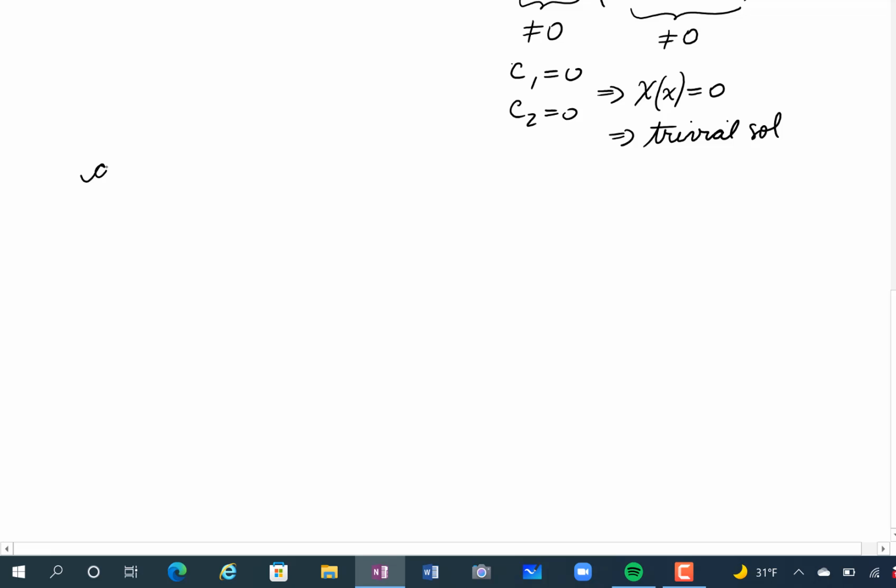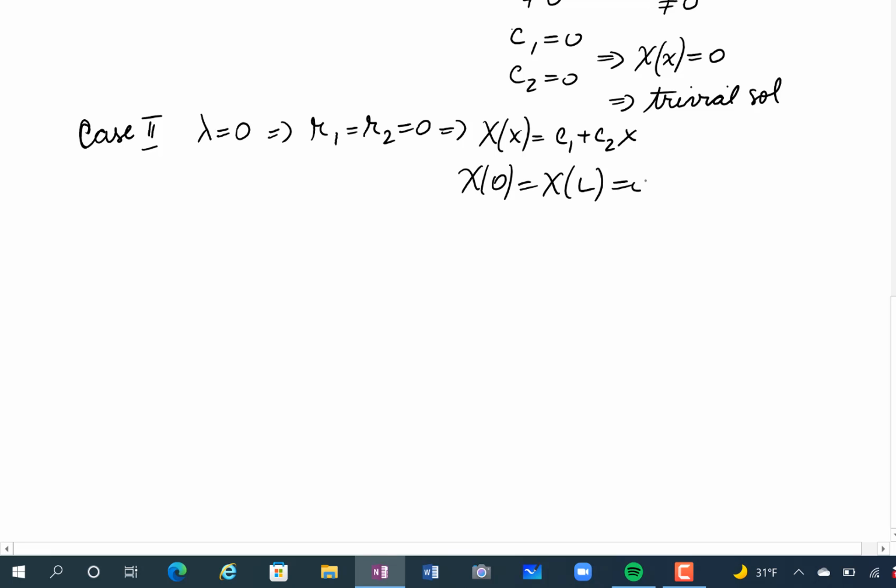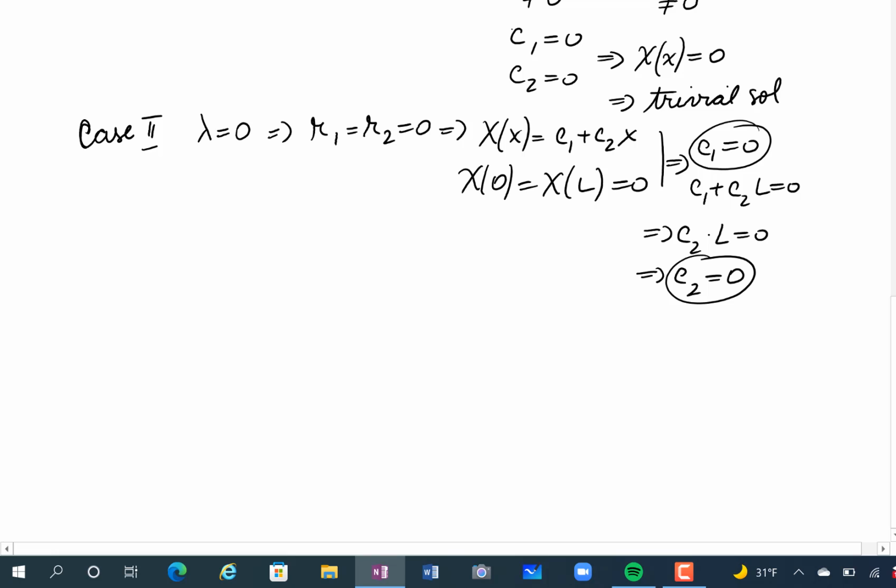So now let's discuss case 2. Lambda equals 0. That would mean R1 equals R2 equals 0. So then X of x will be C1 plus C2x. Let's not forget the boundary conditions, X of 0 and X of L equals 0. What that would mean is C1 equals 0 and C1 plus C2L equals 0, which means C2 times L equals 0. So again, the only possibility that we have is C2 is 0. So C1 and C2 being 0 will mean again a trivial solution.